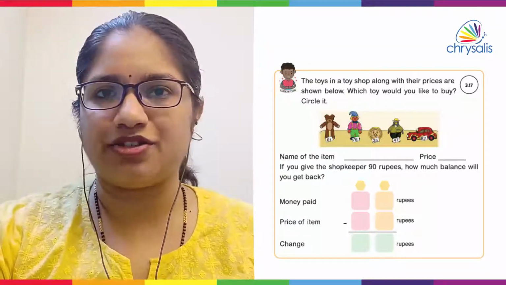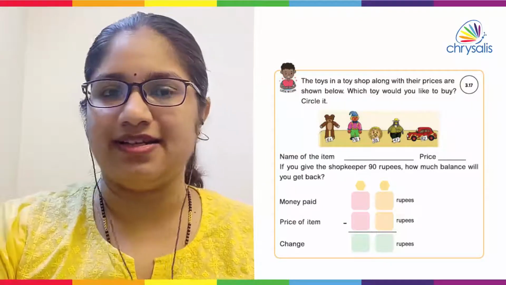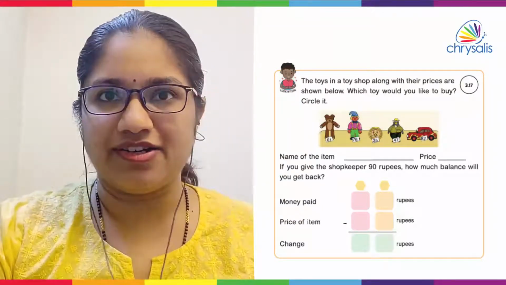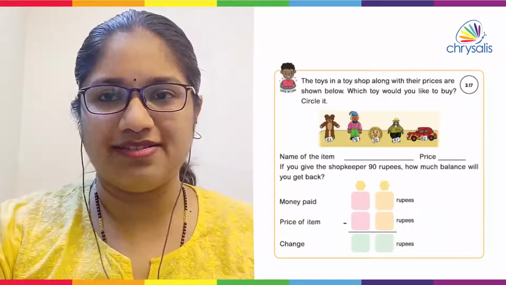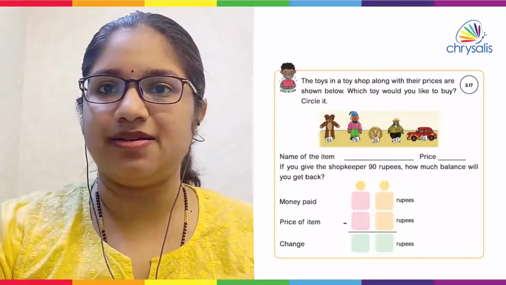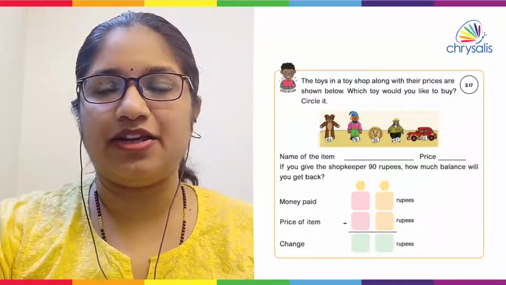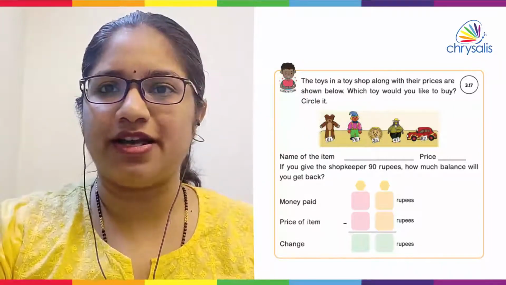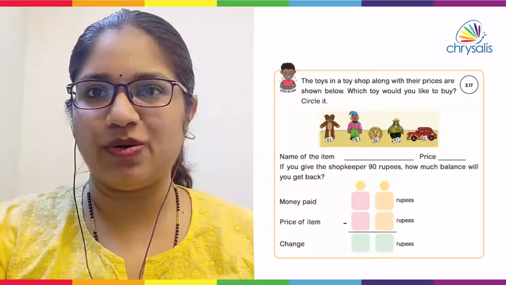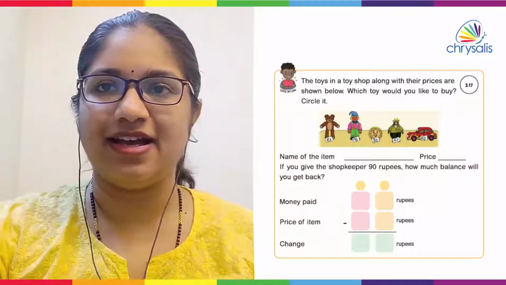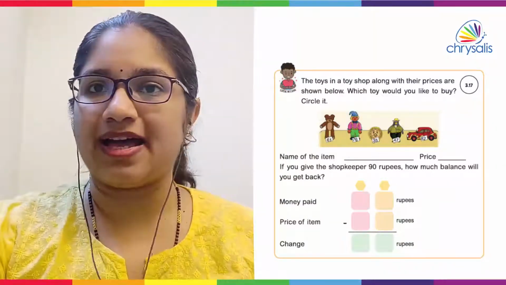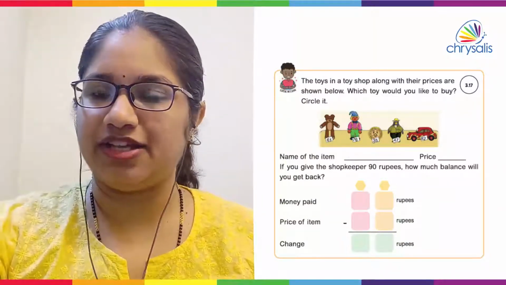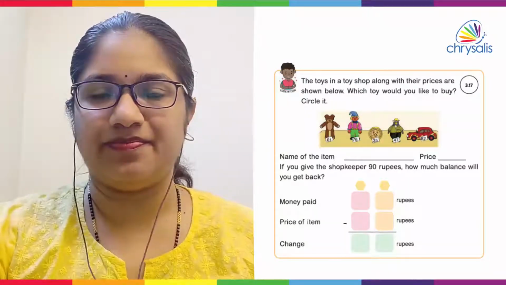Which toy would you like to buy? Circle it. Children, do you see toys here? Each one has a price tag. Can you all look within and choose one toy you would like to buy? Have you all decided? Okay, you have blank spaces to write the name of the item and the price.